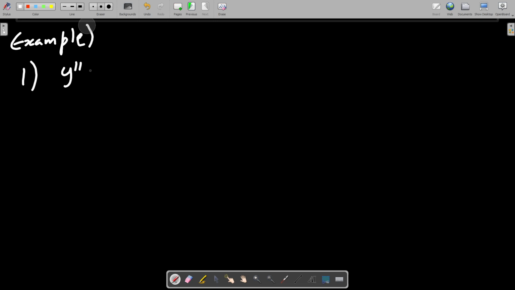So example. The first one, given the equation is y double prime minus 2y prime plus 5y equals 25x square.